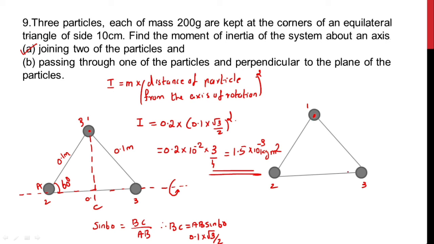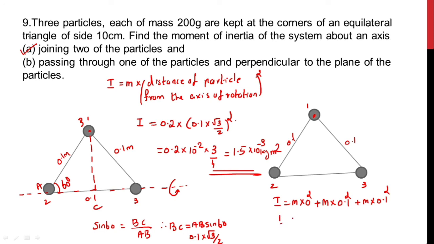Now particles 2 and 3 rotate about this axis, which includes particle 1. So what is the moment of inertia here? The moment of inertia I is equal to, this is the first particle, which is itself on the axis of rotation. So we can write m into 0 square, plus the next particle, the second particle, mass into distance square, where the distance is already given as 0.1, the whole square, plus m for particle 3, which is also 0.1. Everywhere it is 0.1, so 0.1 the whole square.